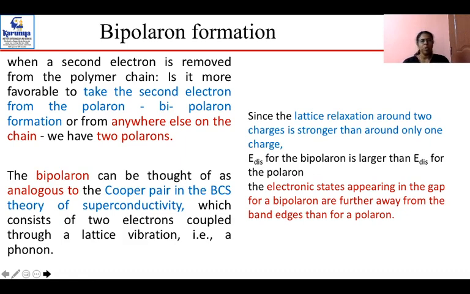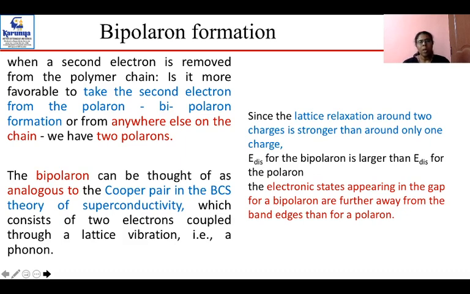As I was talking about the superconducting nature in the previous two slides, here you could see this bipolaron can be compared to Cooper pairs in BCS theory of superconductivity. That is, the electrons join together as a pair, which is really not feasible, right? And that is possible here in the bipolaron. Since the lattice relaxation around the two charges is stronger than around only one, the bipolaron distortion is larger compared to that of the polaron.